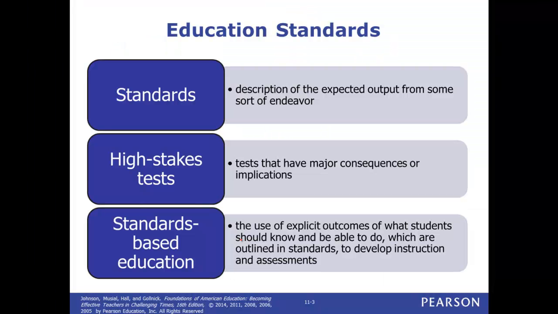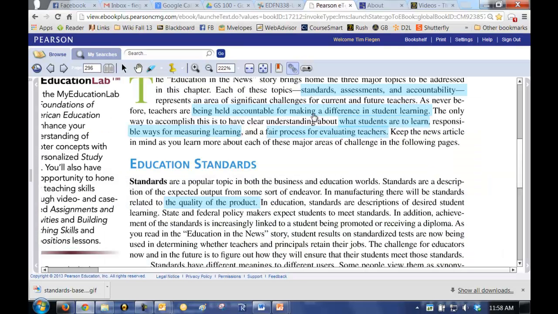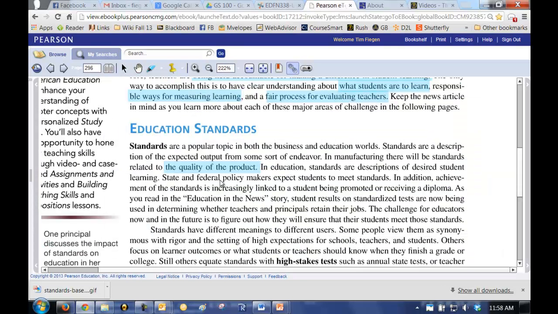Let's go on to standards. What are standards? Well, they're a description of what is expected, the output from some sort of endeavor. It used to be that in schools it was the input: what were you teaching? Now standards ask, what do they know? What have they learned? Obviously it's still going to matter what you're teaching, but we're not going to measure what you're teaching as much as what's being learned.